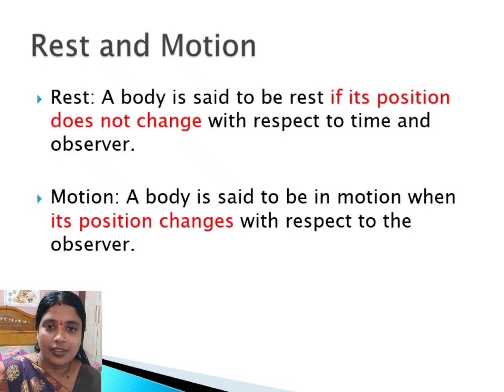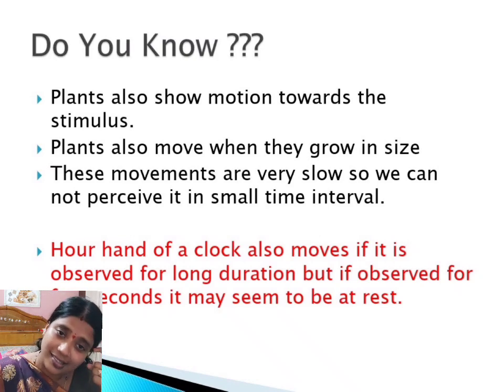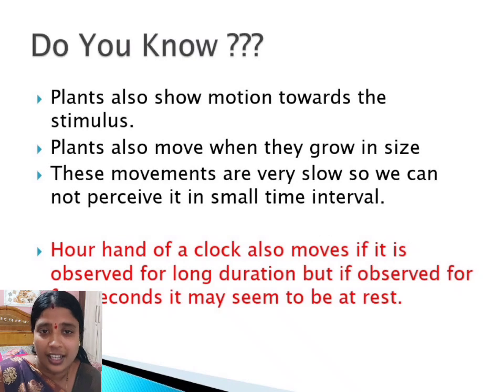Okay. Now let us think a little broader. Do you know that plants also show motion towards a stimulus? Now you might be wondering, how come plants do not change their position? But towards a stimulus means, you might have heard about phototropism. Photo means light. Plants start growing in the direction of light.